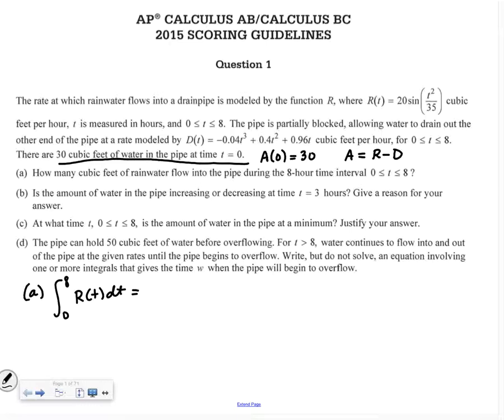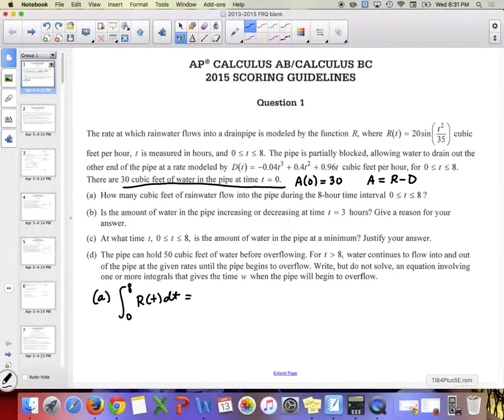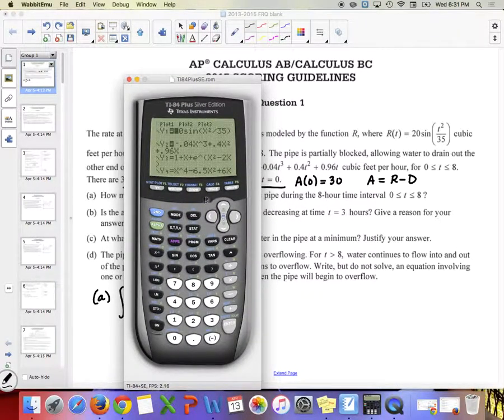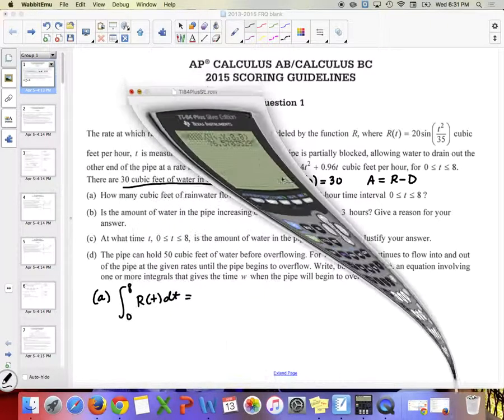Now I've already put this into my graphing calculator under y1. So I'm going to integrate y1. I'm going to do math, 9, vars, y vars, function y1, and I'm going to integrate that from x equals 0 to x equals 8. Or in this case, t equals 0 to 8, right? And I hit enter, and I get 76.570. All right, so that is my answer.